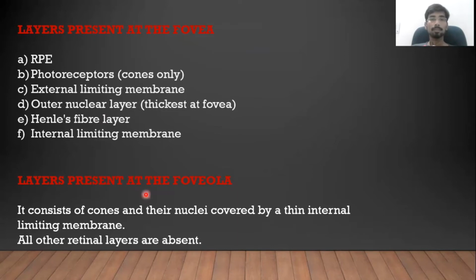Layers present at the foveola: it consists of cones and their nuclei covered by a thin internal limiting membrane. So, cones and internal limiting membrane. All the other retinal layers are absent in the foveola.